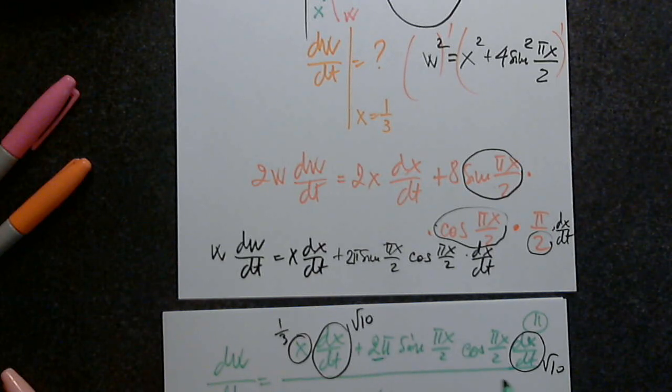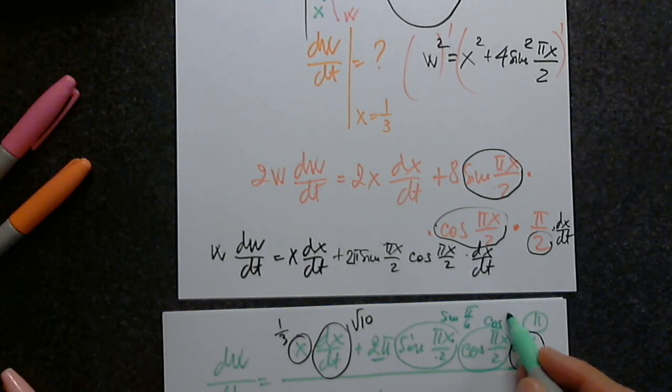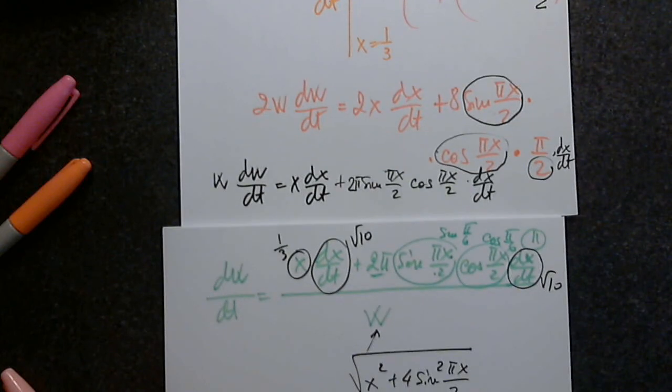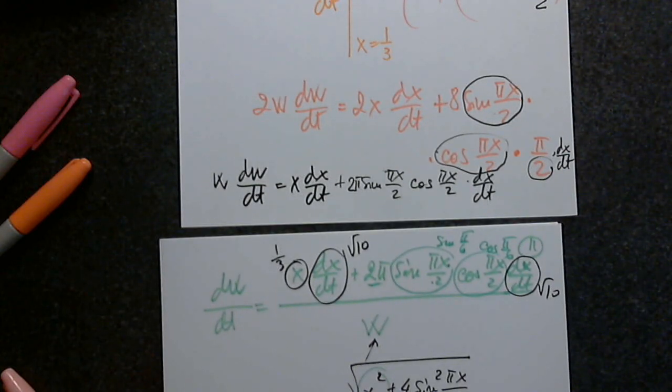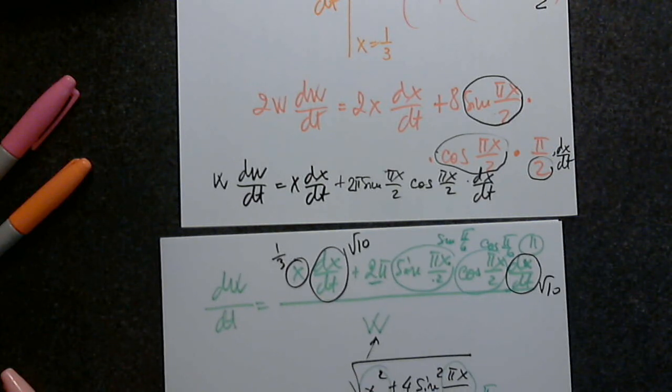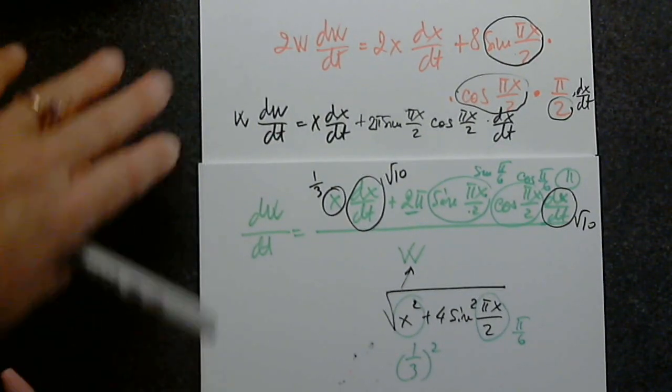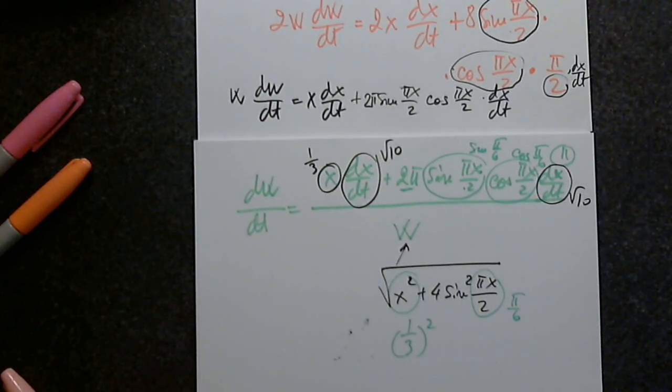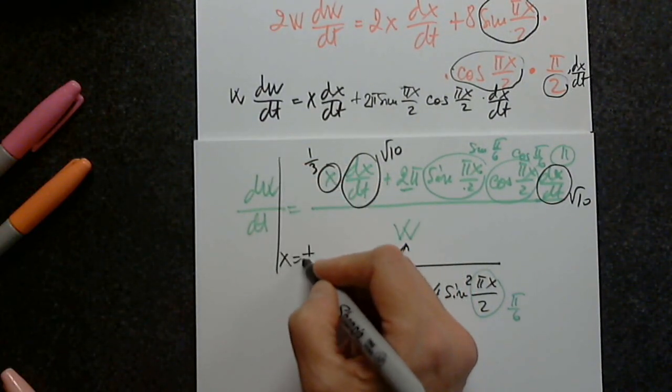This is 2 pi, there's nothing I can do about it. This, when x is 1/3, this will be sine pi over 6. And when x is 1/3, this will be cosine pi over 6. And this will be 1/3 squared. And this will be pi over 6. We have to clean it up. I'm not going to put it as is in the graphing calculator. I have to rearrange everything. So this is when x equals 1/3.